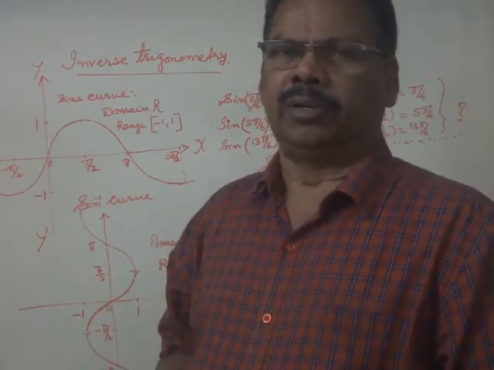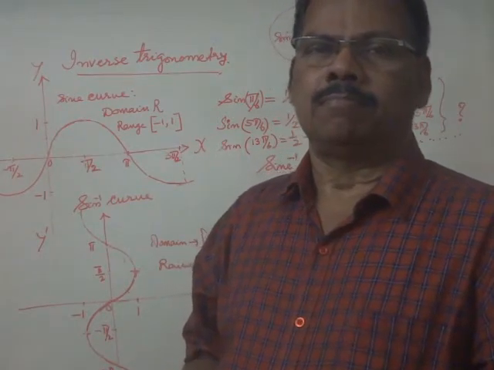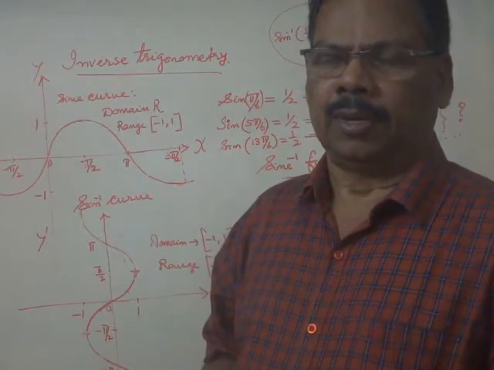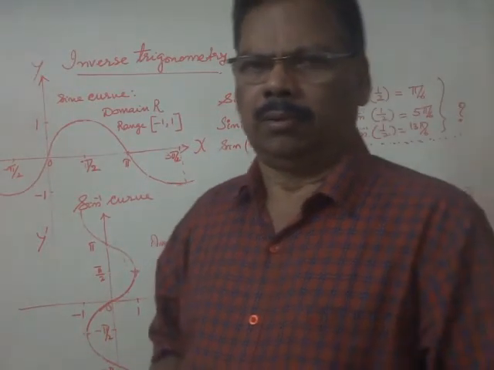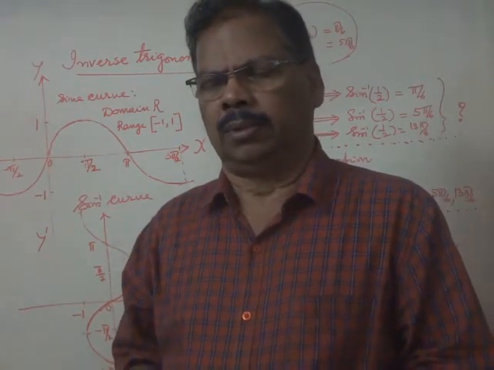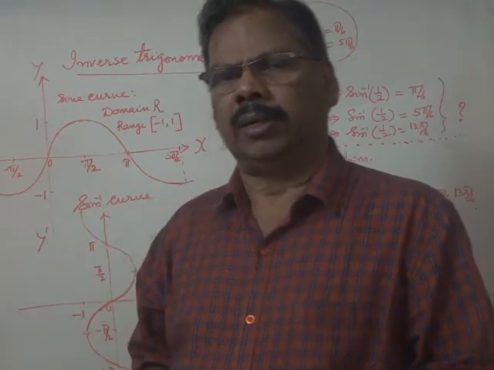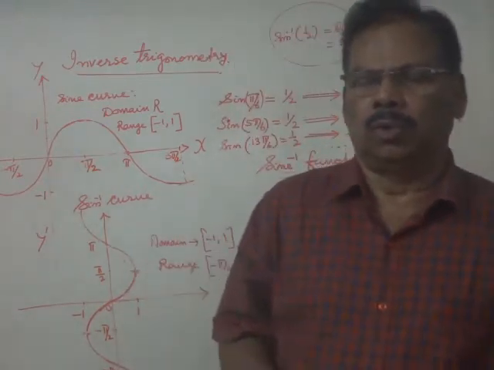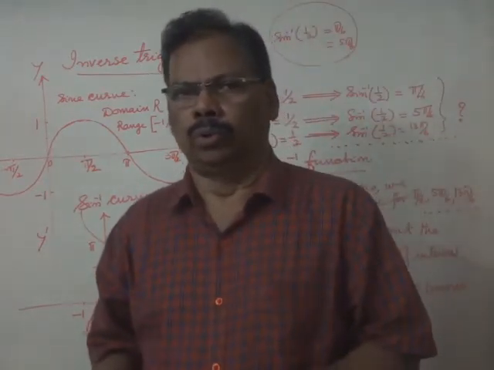The topic we discuss today is inverse trigonometry. To obtain the inverse of a function, we check whether it is bijective. That means one-one and onto.